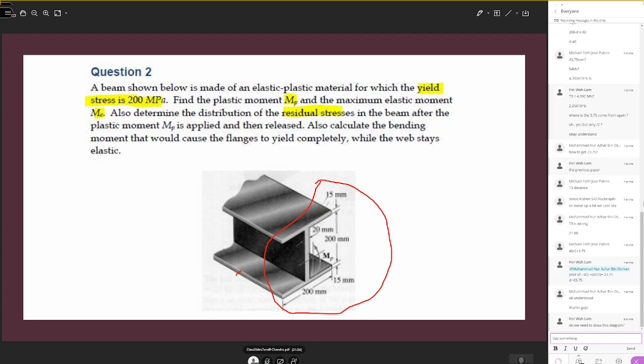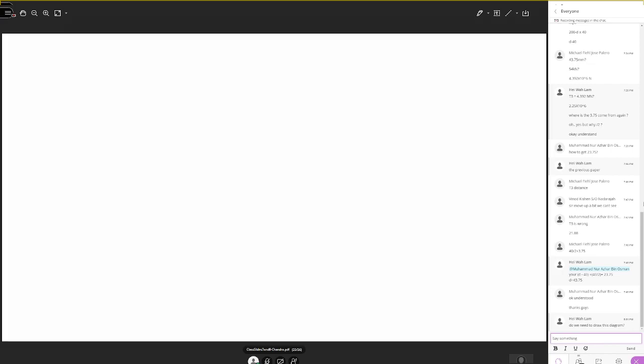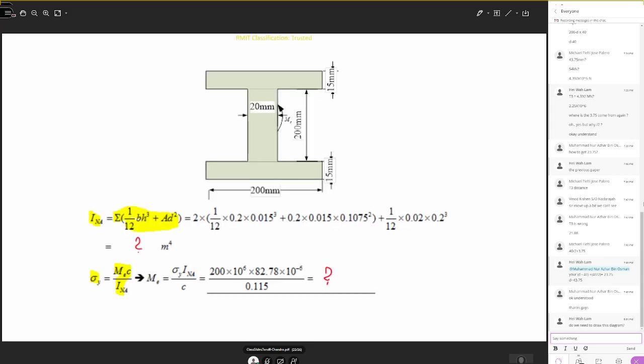Let me check. Okay, so you can take the cross section as given. First calculate what the neutral axis is for this, and the inertia through the neutral axis. Because this is a perfect geometric figure, you can choose the neutral axis exactly at the center. The dimensions are the same.